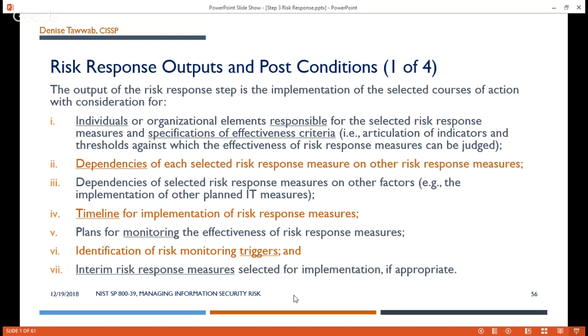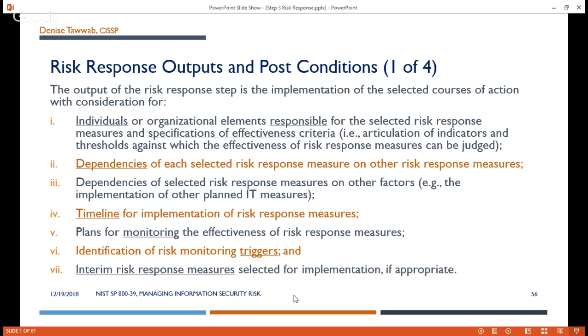So this is where, in a lot of cases, your technical people have come in. We're down at the system level. I mean, there's some processes that have to be written, some guidelines that have to be written, but we're in the weeds now, and people are actually implementing the solutions. Another output is the dependencies of each selected risk response measure on other risk response measures, because things interact and interconnect and actually impact each other, and sometimes things clash.